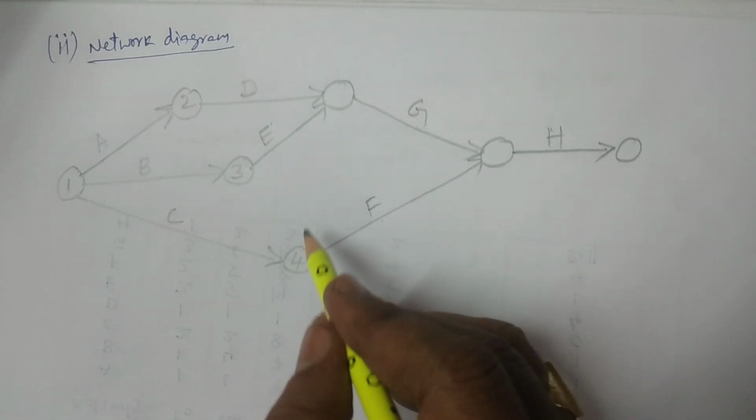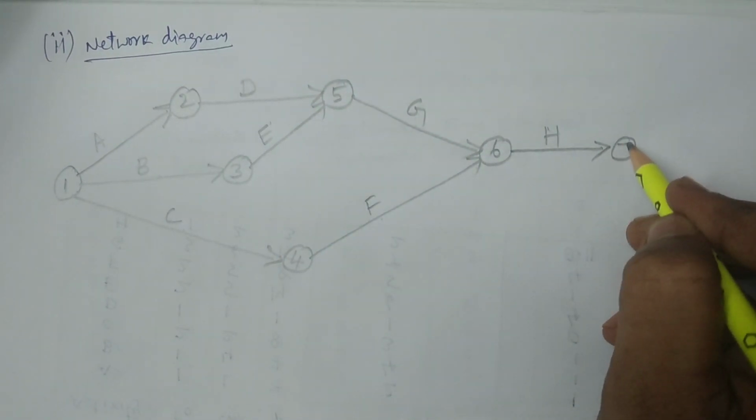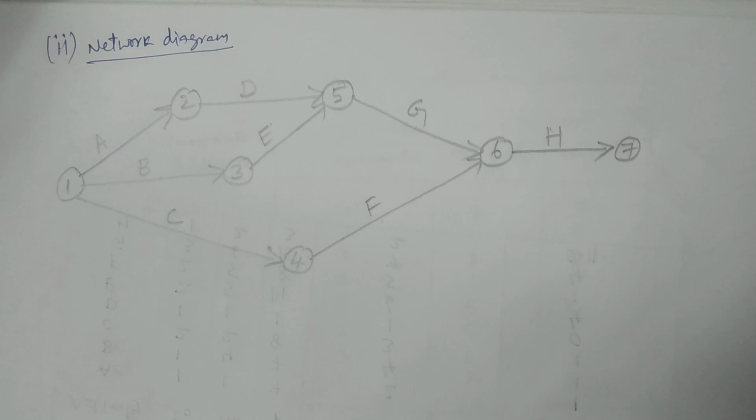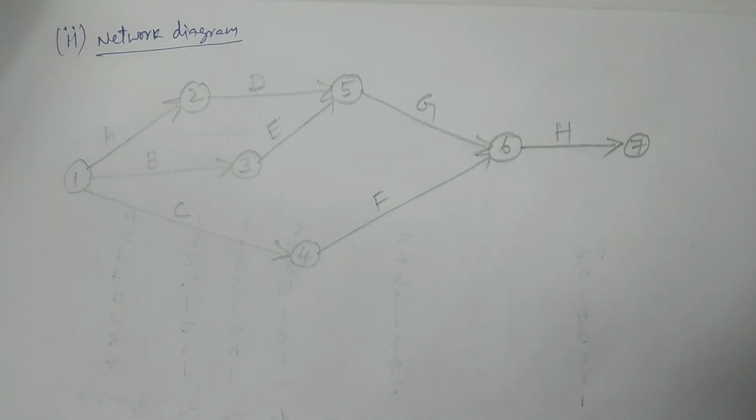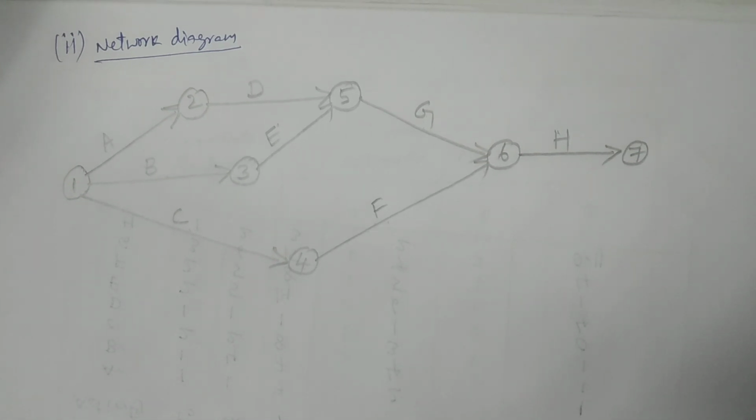So now I give the numbers. This is 5, let it be. This is 6, and let you consider 7. So there are 7 events I have considered to draw this particular network diagram, and this is the network diagram for the given problem. Hope you understand.